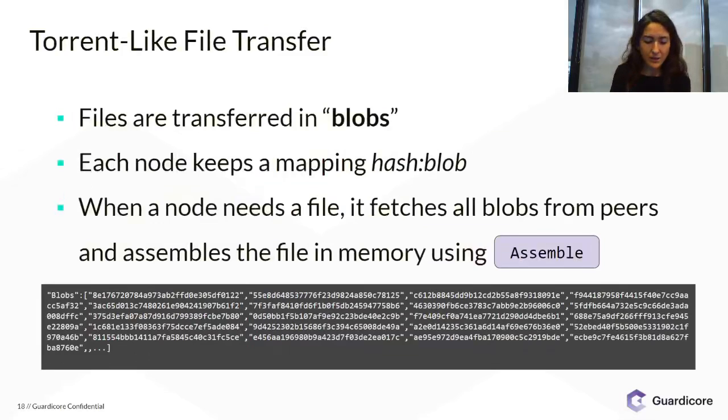Another interesting aspect of the Fritzfrog network is the way in which it transfers files between the nodes. So it uses a torrent-like file transfer mechanism where files are never transferred in their entirety. They're transferred in blobs. And blobs are pieces of binary data which comprise a binary file as a whole. Now each node keeps a mapping between the blobs that it has available to it and their hashes. And when it wishes to run a file, it needs to make sure first that it has all the necessary blobs. And then a special designated module called assemble takes all these blobs, concatenates them in memory, dumps them onto a file, executes this file, and deletes it immediately.